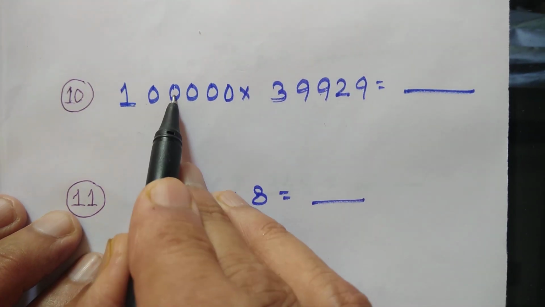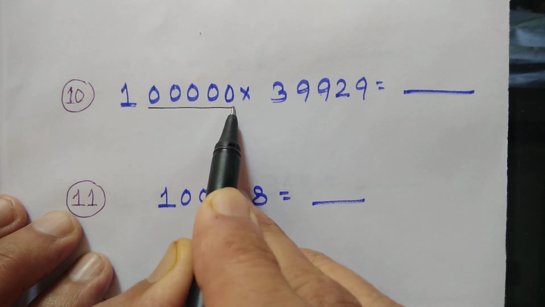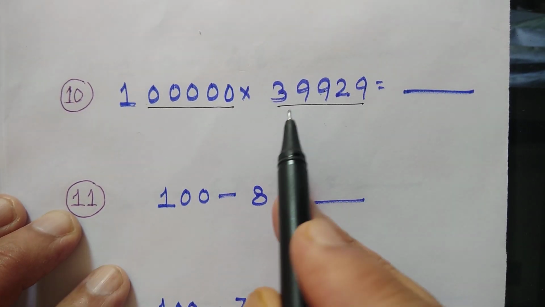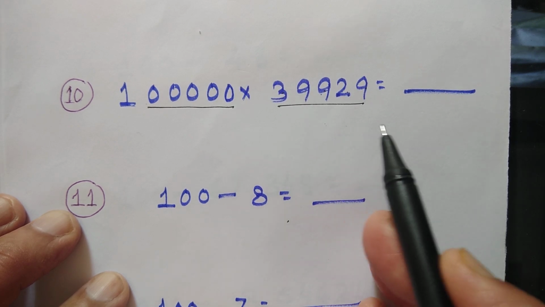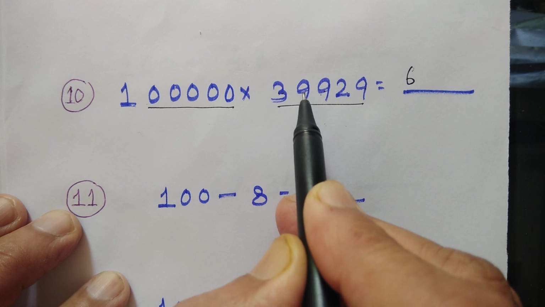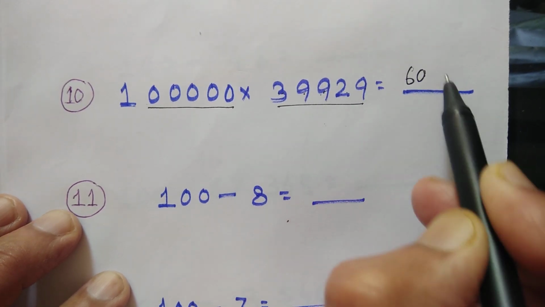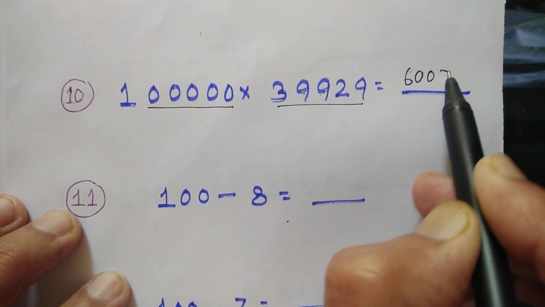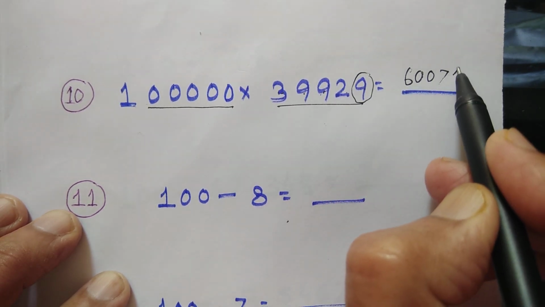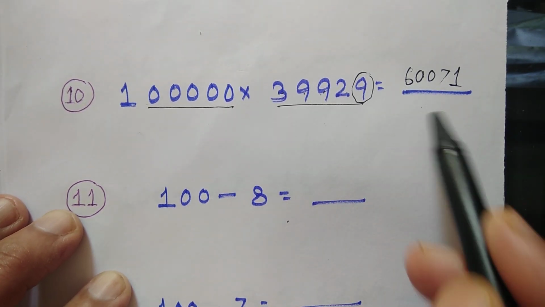Here 1, 2, 3, 4, 5: a 5 digit number with zeros, all from 9 and last from 10. All from 9 means 3 plus 6 is 9, 9 plus 0 is 9, 2 plus 7 is 9, and the last number from 10 means 9 plus 1 is 10. So this is our answer.